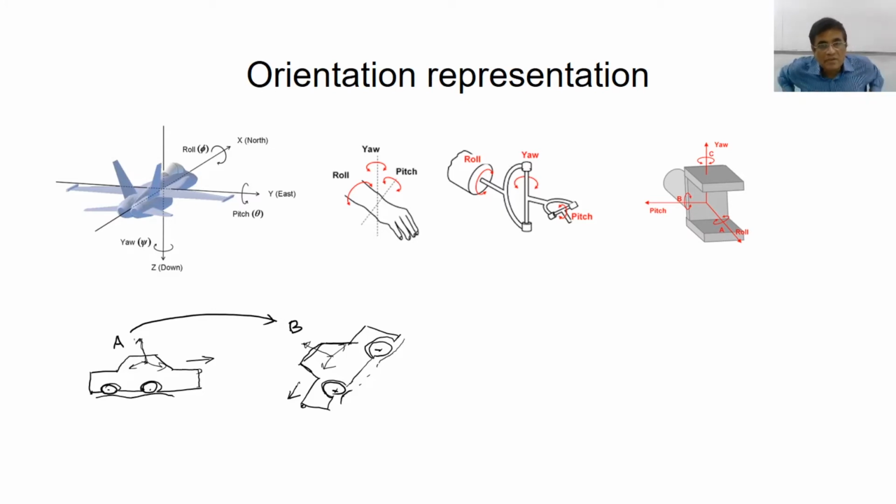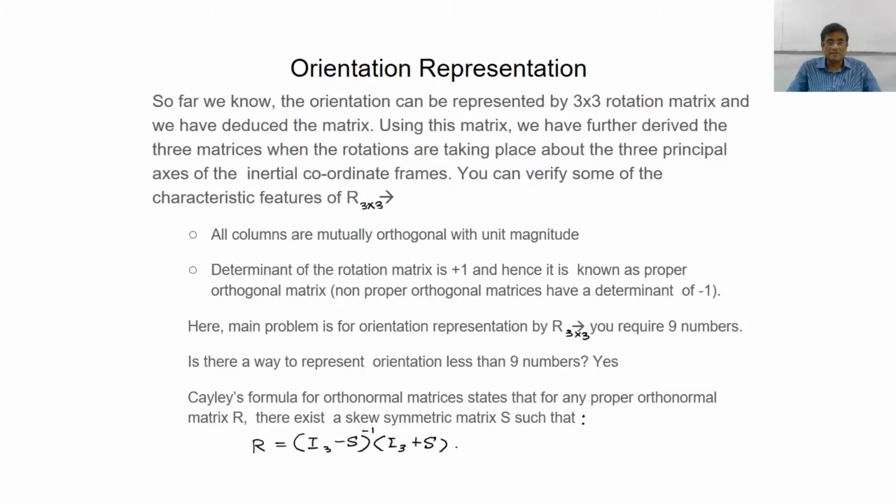Seeing the non-intuitiveness of the representation by our 3x3 rotation matrix, we will study more deeply what the other ways of representing orientation are. But before that, let us try to see deeply what the 3x3 rotation matrix is doing.